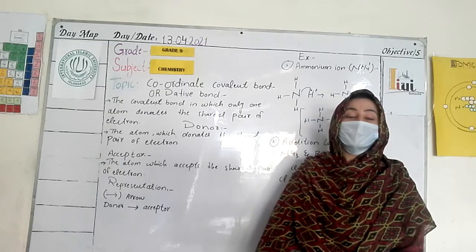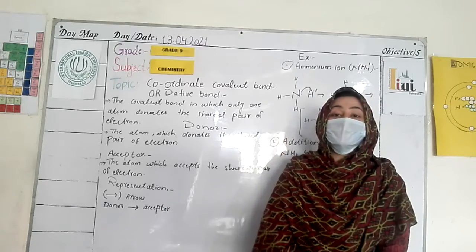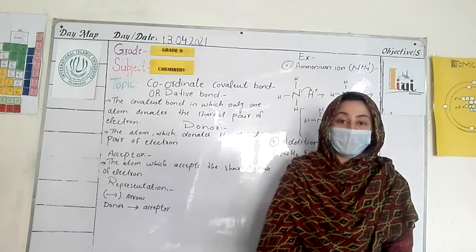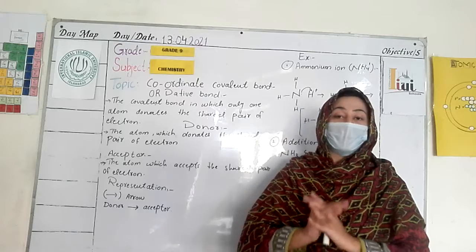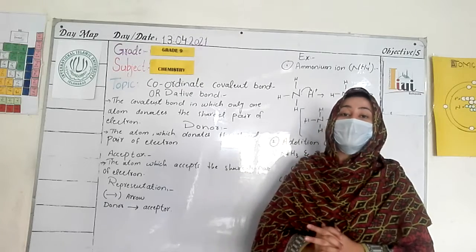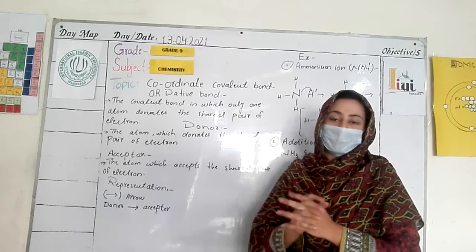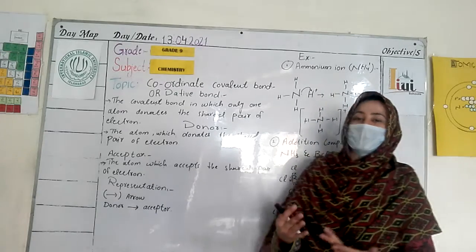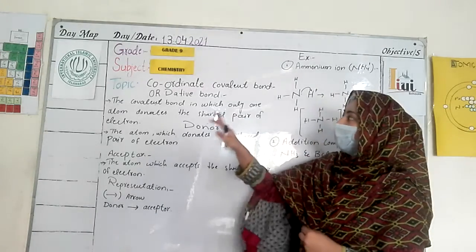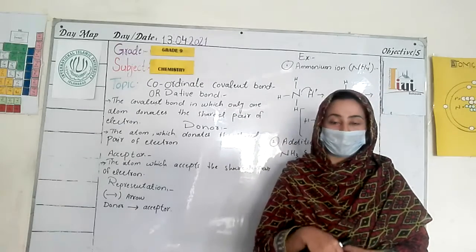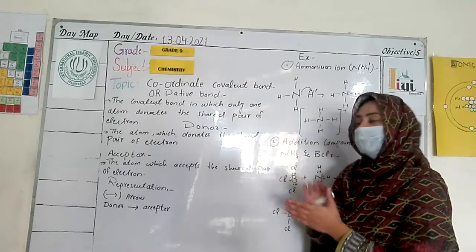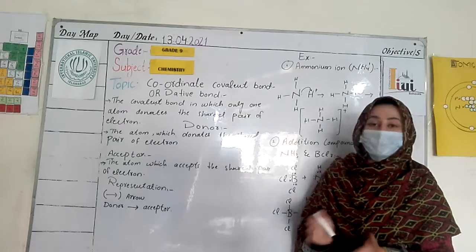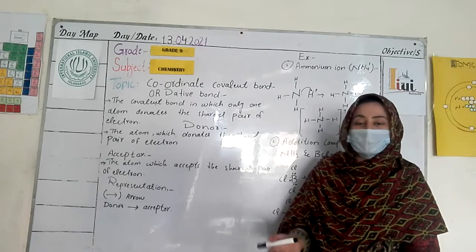We have a class of chemistry, and as you know, we started a topic that is based on the covalent bond. Yesterday I told you about the different types of covalent bond, that is single, double and triple covalent bond, and today's lecture is about the next type of the covalent bond, that is coordinate covalent bond or dative covalent bond. So now we start our lecture: what is a coordinate covalent bond or a dative bond?